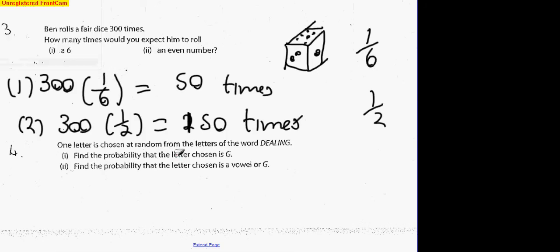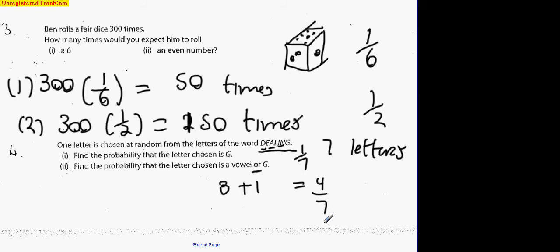Find the word dealing. Okay? It has 7 letters. In 7 letters, find the probability that the letter chosen is a G. There's 1 G, so it's 1 out of 7. Find the probability. This is very important, lads. A vowel or a G. There's 3 vowels. There's the E, the A, and the I. And then there is 1 G. So it's 4 out of 7. Okay.